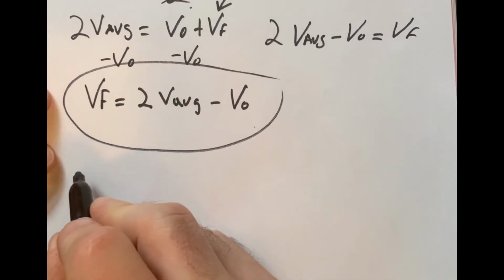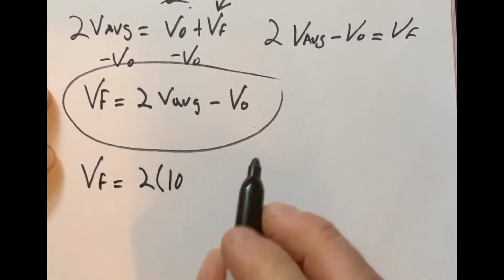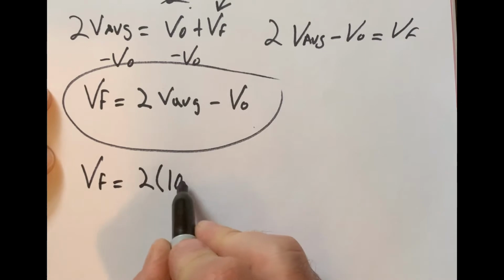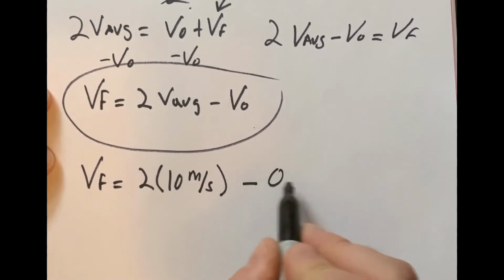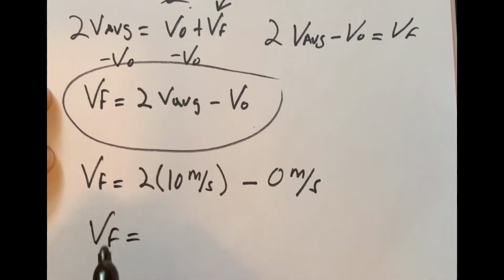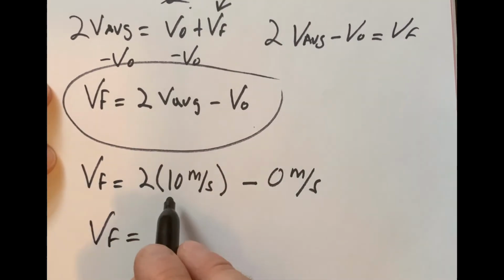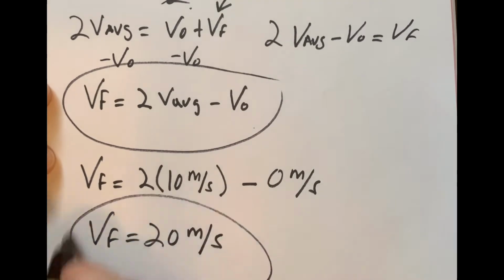We're going to say that velocity final equals 2 times the average velocity of 10 meters per second minus the initial velocity of 0 meters per second. All right, so our final velocity is equal to 2 times 10, which is 20, minus 0, which is 20 meters per second. That means that Crush is traveling at a speed or a velocity of 20 meters per second when he catches up with Little Blue.